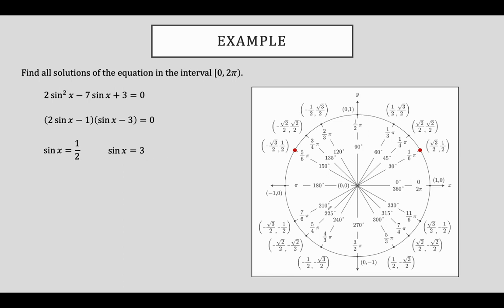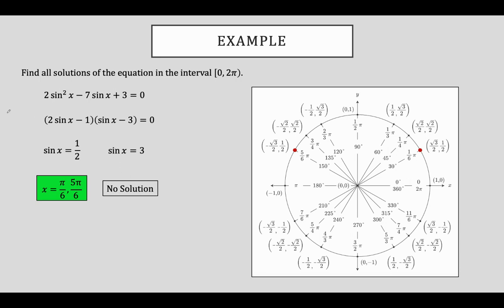Well, those are my only two answers on the interval 0 to 2 pi. Because we're not trying to find a general solution here, I only want the answers that are in this particular region right on the unit circle. x equals pi over 6 and x equals 5 pi over 6 are my only answers. Again, sine of x equals 3 is not going to give us any additional solutions.